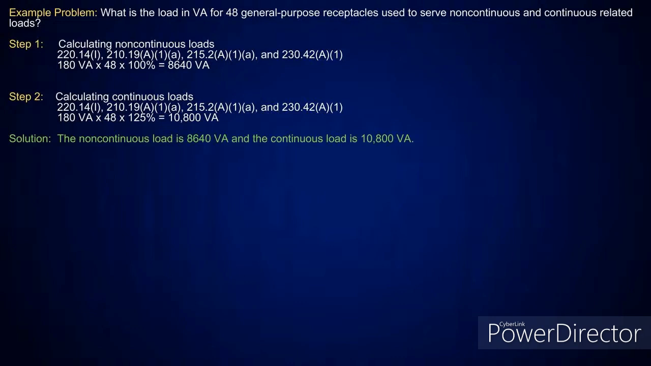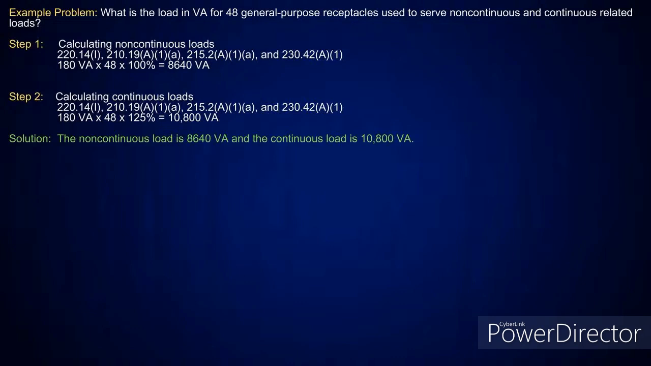Now, one of the things you'll notice up to this point, I'm still doing the same calculation. I'm just pulling a few different types of values here. Okay? So, as an example, if I'm doing show window, I take 200 VA. If I'm doing track lighting, I have to take the footage of the track lighting, divide it by 2, and multiply it by 150 VA.